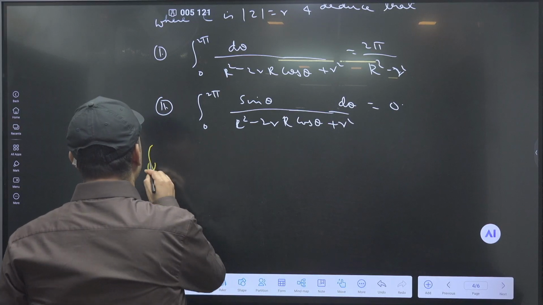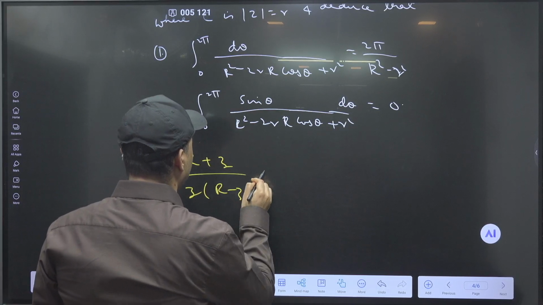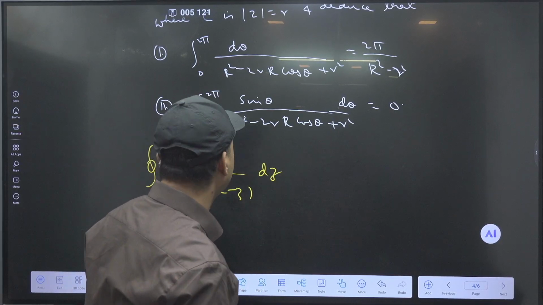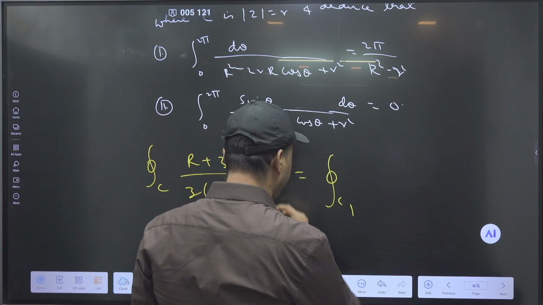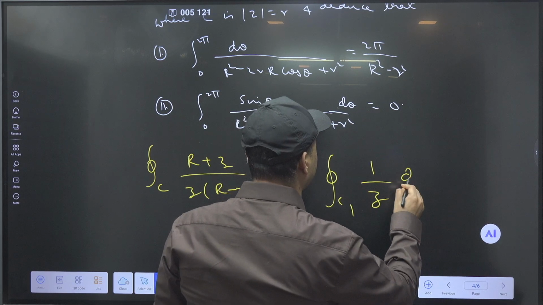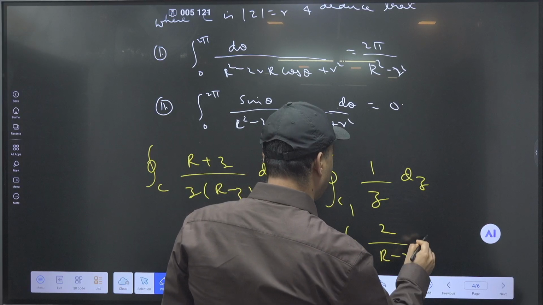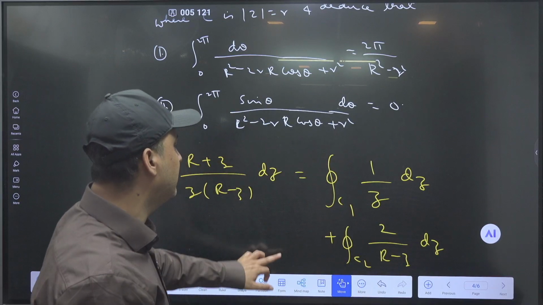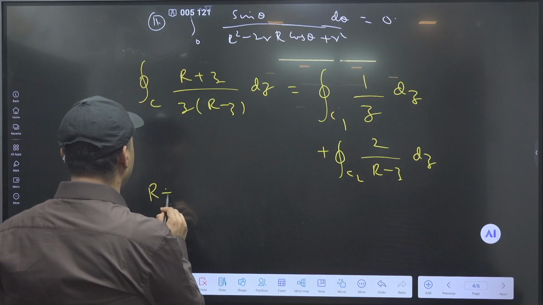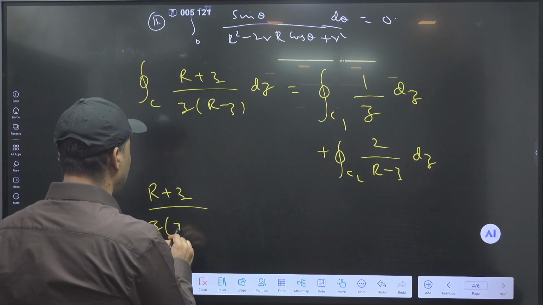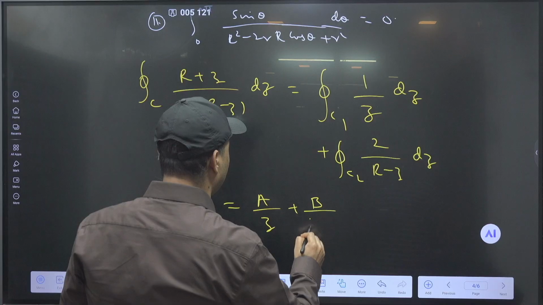So I have this integral (R plus z) upon z into (R minus z). Now what I will do, I will first of all write it in the standard format, 1 upon z plus 2 upon (R minus z). I see here that what I have done, I have used partial fraction. That I will do in the rough work. I can very well write (R plus z) upon z into (R minus z) is equal to A upon z plus B upon (R minus z).